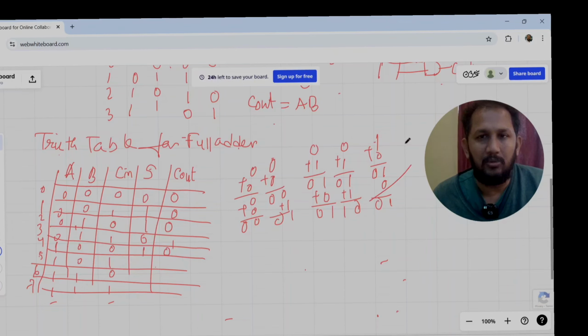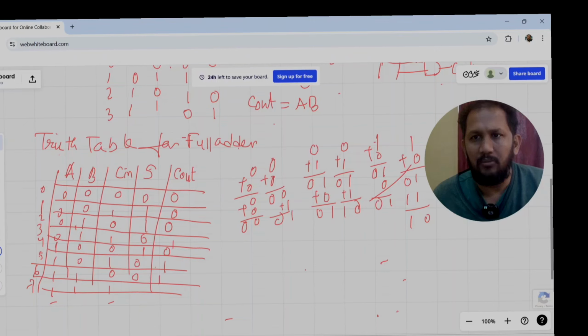Next for 1, 0, 1: 1 plus 0, sum is 1. There is no carry. Then for the next one, sum is 0 and carry is forwarded. 0 plus 1 is 1, meaning this is 0 and this is 1. We can easily create this table. 1 plus 1 means sum 0 and carry 1, and 0 plus 0 is 0 and 1. Meaning this is 0 and 1.